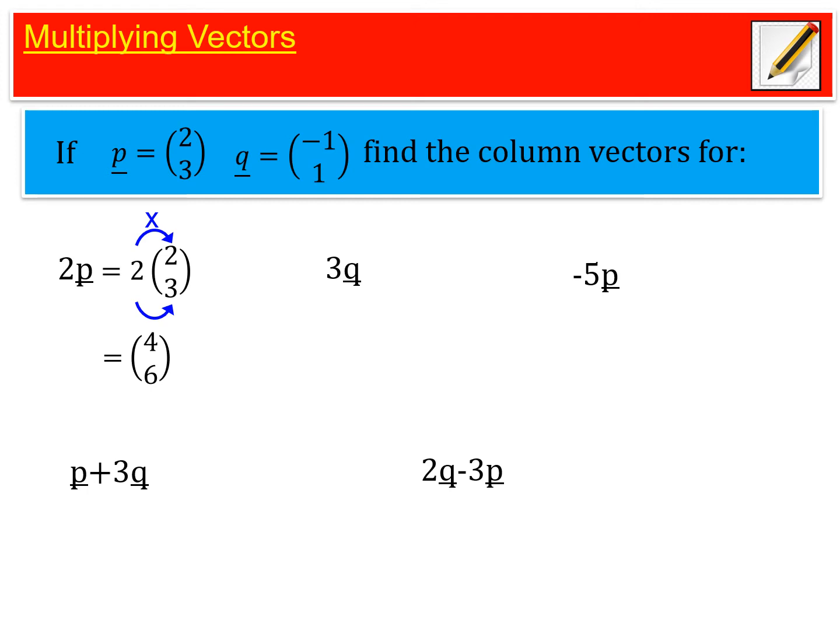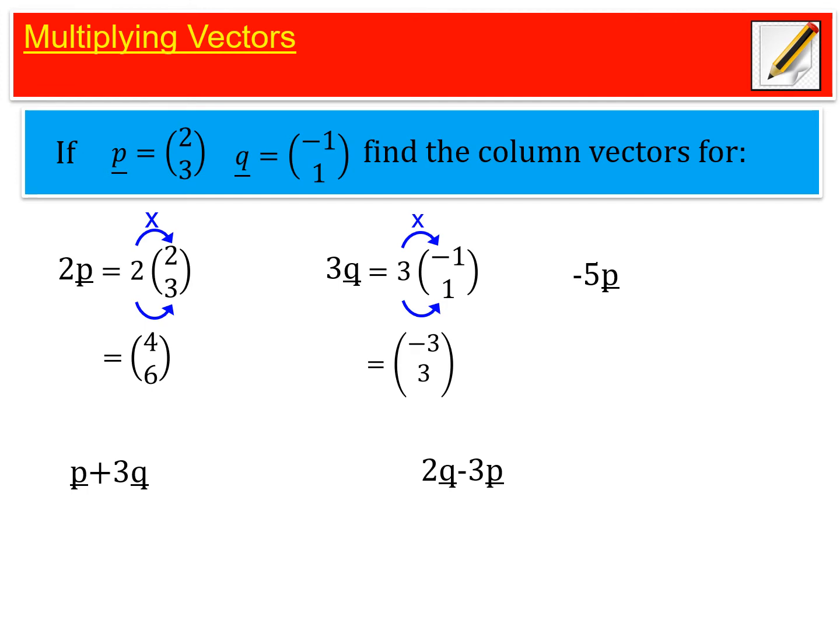If we look at the next example, we have the vector 3Q. So similar idea again, we multiply the vector Q, (-1, 1), by 3. So we multiply the number at the top and the number at the bottom by 3. And that gives us the column vector (-3, 3).